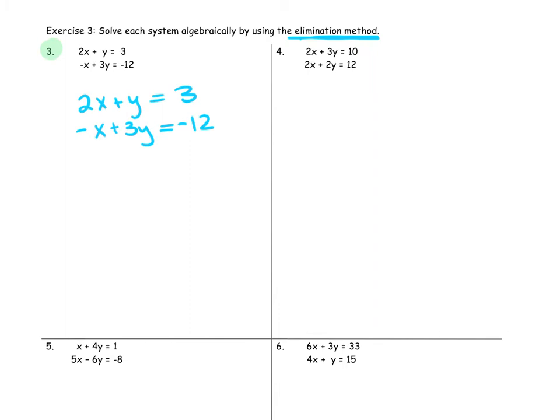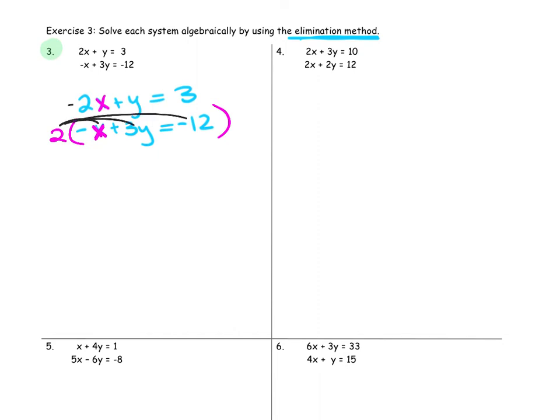So how can I get, let's choose x, how can I get x to cancel? What number needs to be here in order for these things to cancel? Right now I have 2x minus x. I need it to become 0. What number needs to be here to make it 0? 2, right? 2x minus 2x is 0. So we need to multiply this equation by 2.